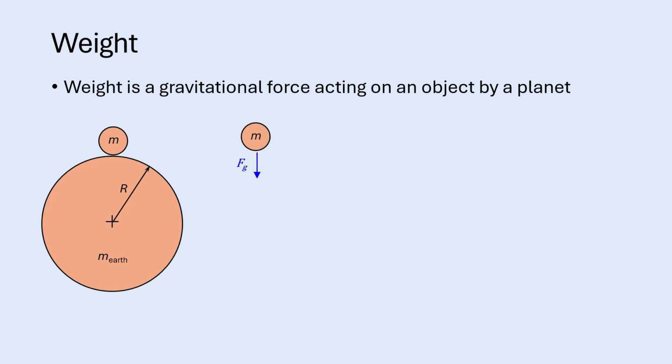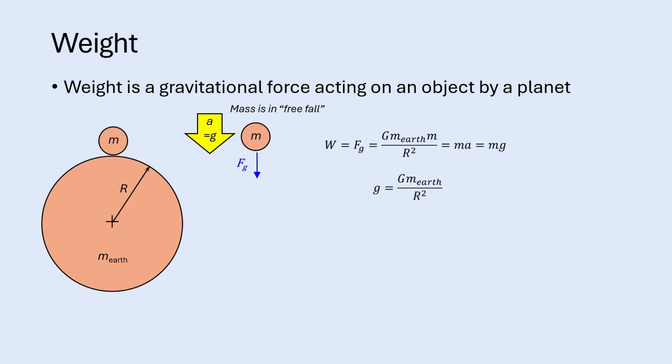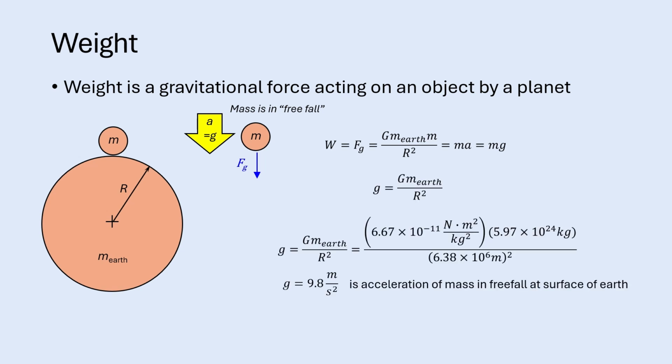As seen in previous slides, the acceleration of a mass in free fall near the surface of the Earth is a constant depending on the mass of the Earth, not the mass of the object. When you do the math, you find this acceleration is equal to 9.8 meters per second squared, which we assign the lowercase letter g.